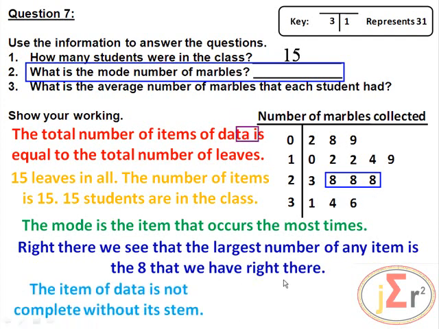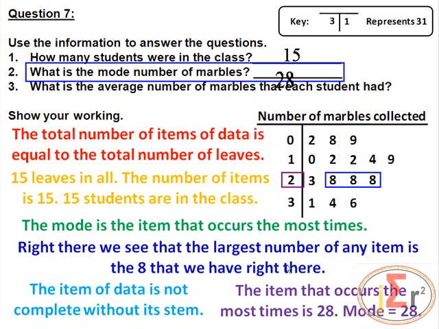But it does not end there. The item of data is not complete without its stem. The item that occurs the most times is 28. Mode equals 28. So we have the 8s there. You may be tempted to place 8 for the mode, but do not forget that the item here is not just 8, but it is 28 because we have to include the stem.